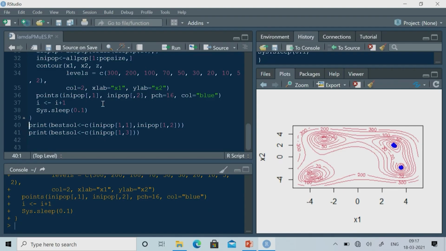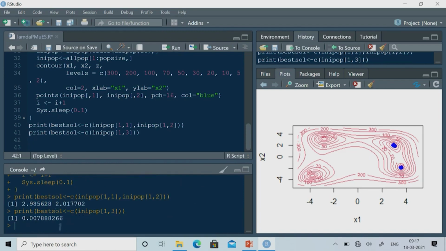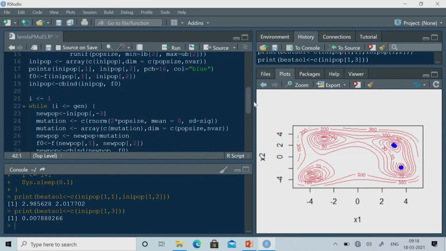Now I can see what the best solution is, that is the first solution. The best solution is 2.98 and 2.01. I am not getting the exact solution, but this is a near optimal solution. The exact solution is 3 and 2, but I am getting 2.98 and 2.01, and the function value is 0.007. So what I can do is increase the population size.